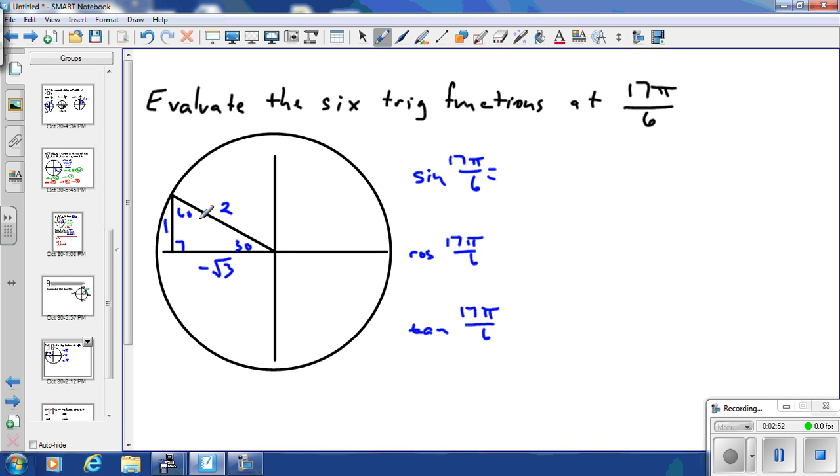So the sine, opposite over hypotenuse, is 1/2. Good enough there. The cosine, adjacent over hypotenuse, is negative square root of 3 over 2. Lovely. The tangent, opposite over adjacent, is 1 over negative square root of 3. When I rationalize, that's going to become negative square root of 3 over 3.